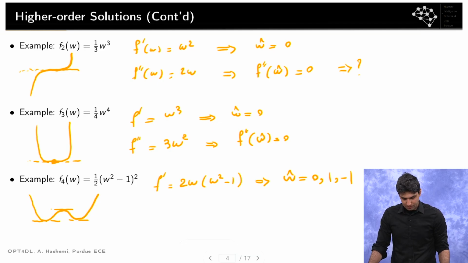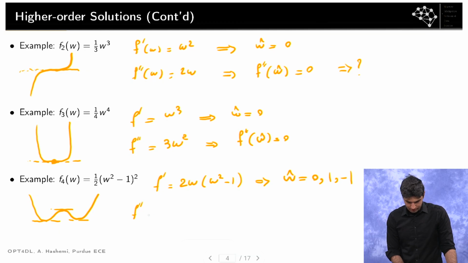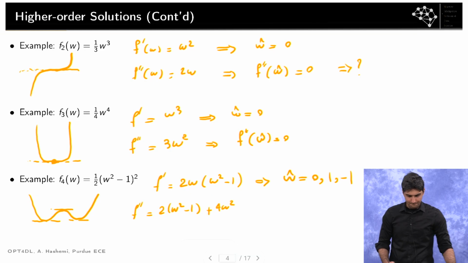So how can I make a determination? Again, I can calculate the second order derivative. If I calculate it, this will be something like 2 times (w squared minus 1) plus 4w squared.